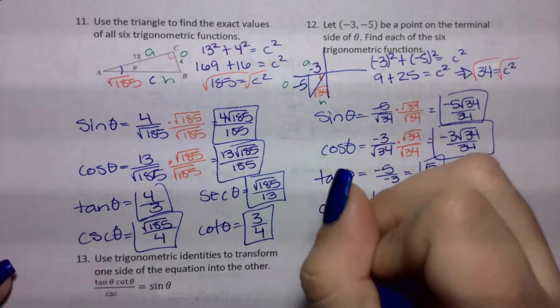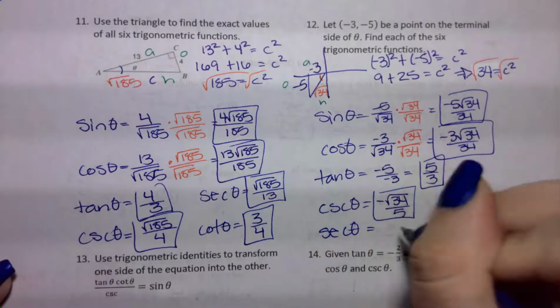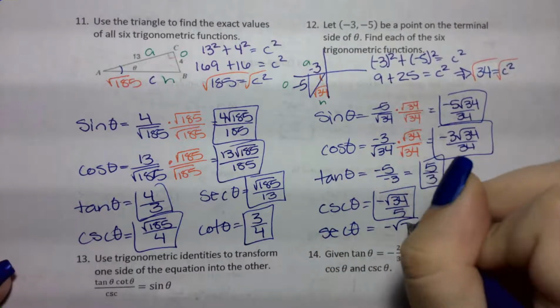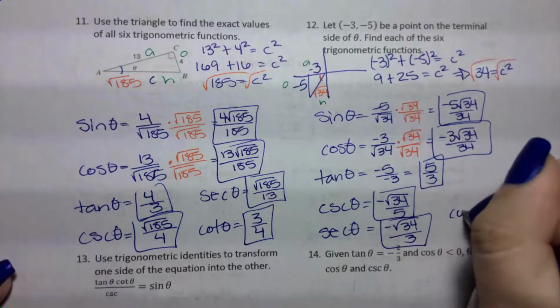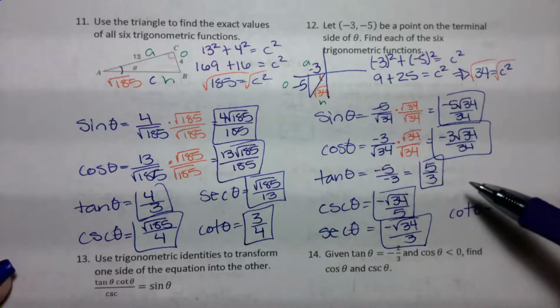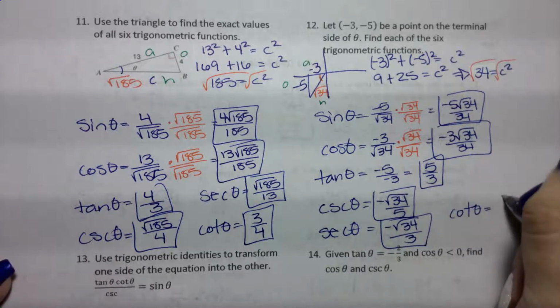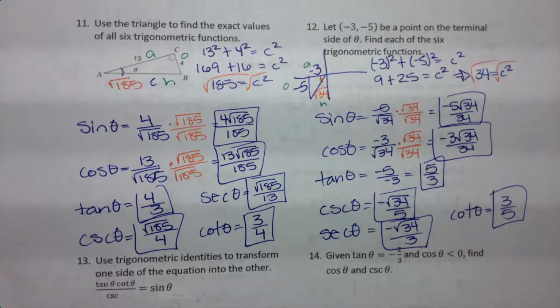Then secant is the reciprocal of cosine. That is going to give me negative square root of 34 over 3. And then cotangent is the reciprocal of tangent. I can either use my original or my simplified one. I'm going to go with my simplified one to find the reciprocal, which gives me 3/5.